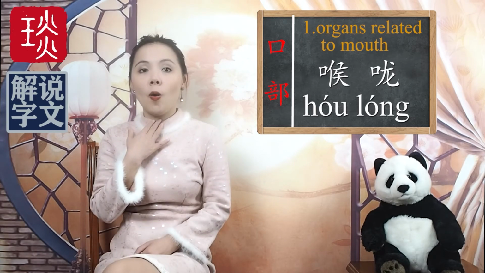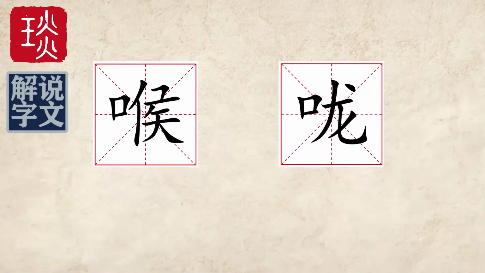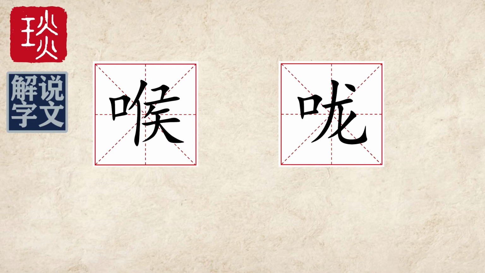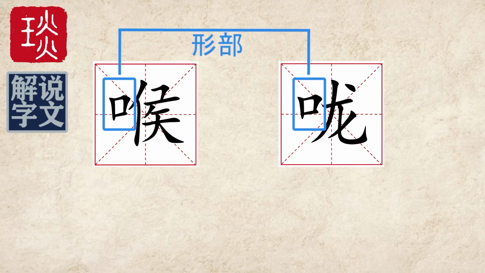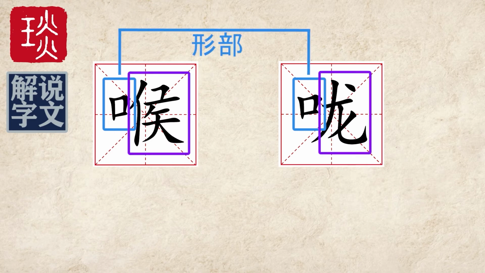Throat, 喉咙. Let's look at these two characters. Both have 口 as radical. Both have two parts. The left part 口 is related to their meaning, throat. We call it 形部.